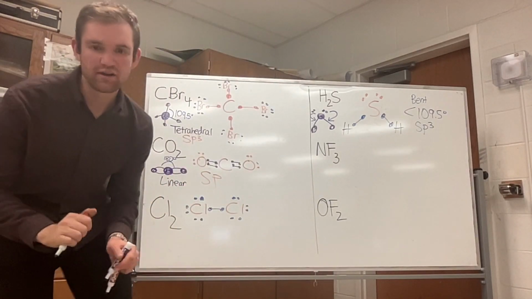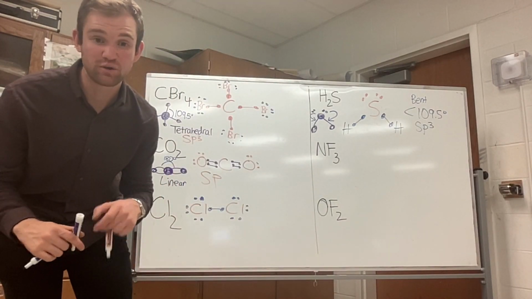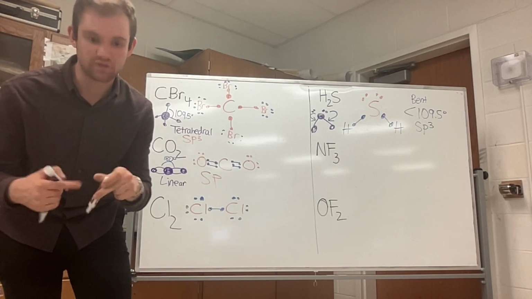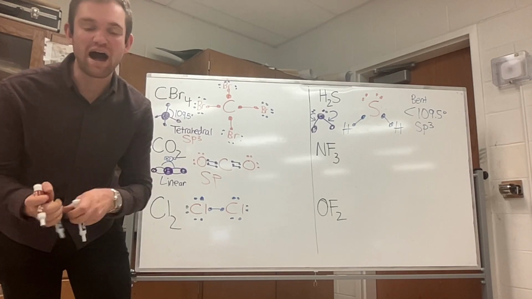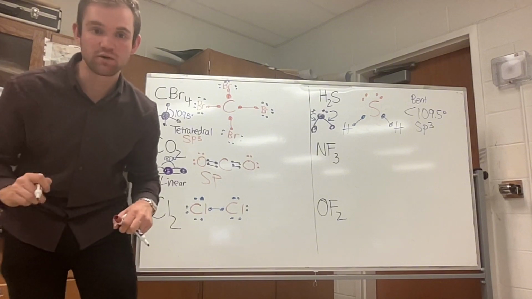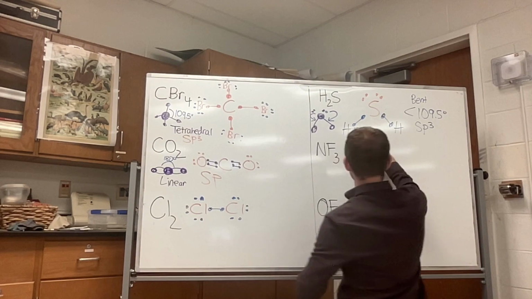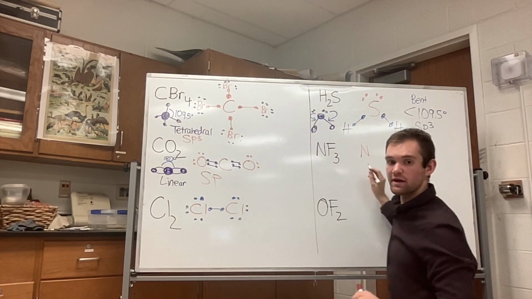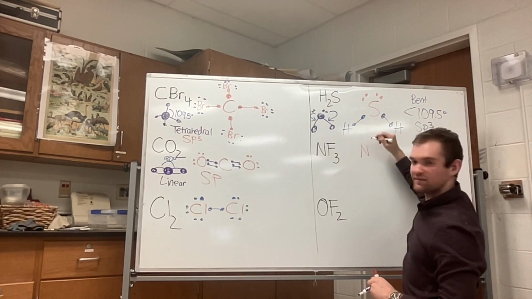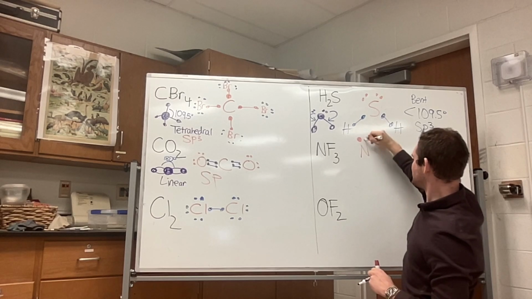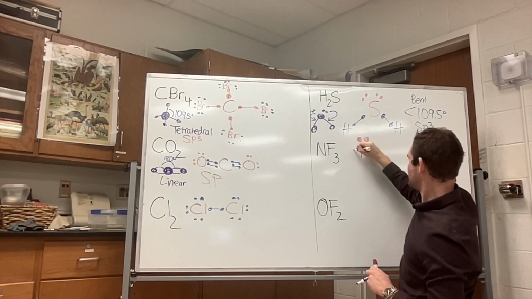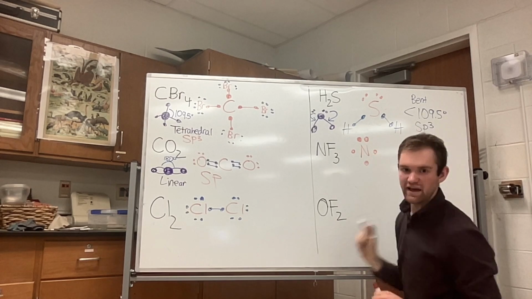Cool. We're almost done. We're going to do NF3 and then OF2. These are a little tougher, but you can do it. N has 5 valence electrons. That one's going to go in the middle here. Let's drop again. Here we go. N goes in the middle. N has 1, 2, 3, 4, 5 valence electrons.